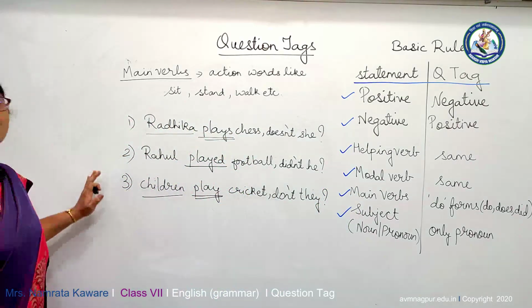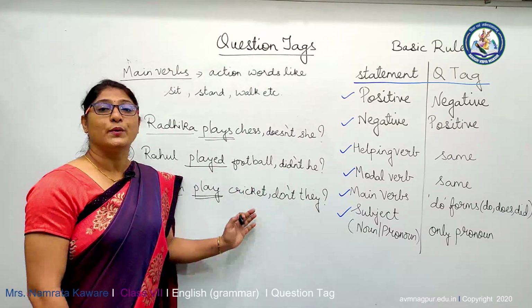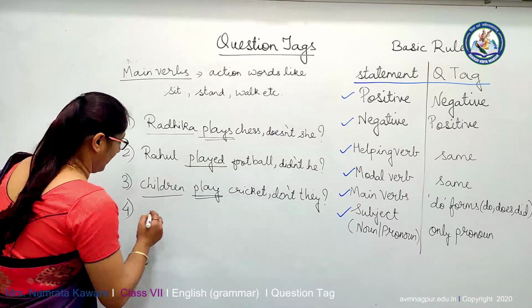These all are positive sentences. In negative sentences, we have do, does, did with it itself, so we can copy it as it is. Let's see one more example.